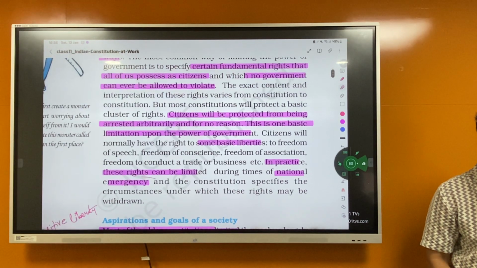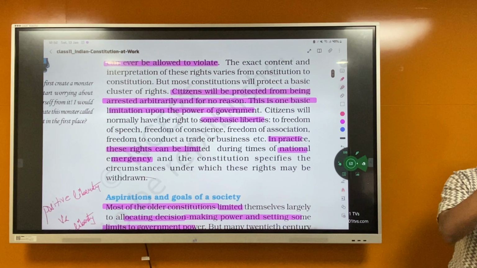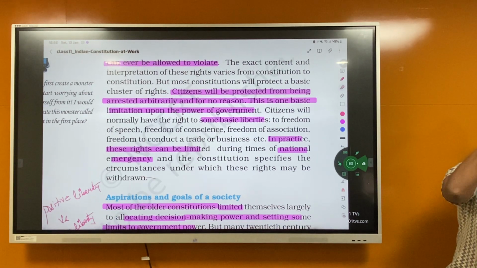Citizens will normally have the right to some basic liberties: freedom of speech, freedom of conscience, freedom of association, freedom to conduct a trade or business, etc. In practice, these rights can be limited during times of national emergency, and the Constitution specifies the circumstances under which these rights may be withdrawn.